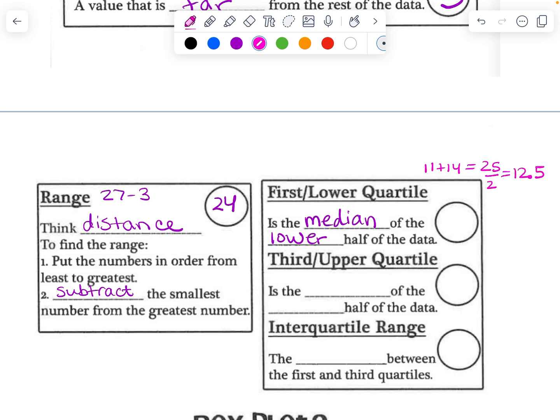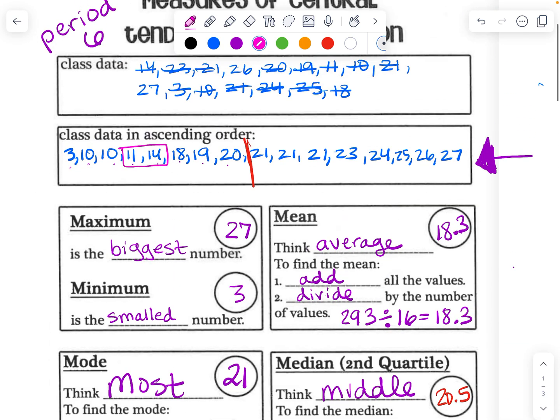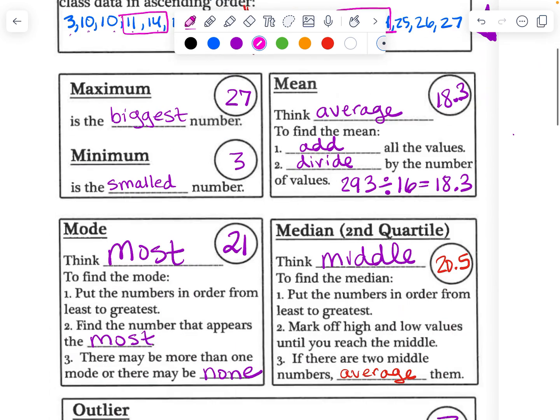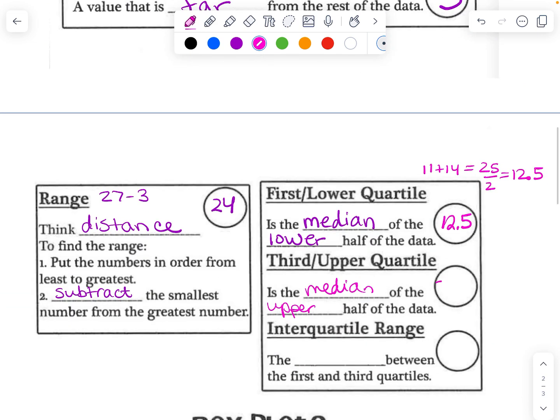The upper or third quartile is the median of, you guessed it, the upper half of the data. So we have 1, 2, 3, 4, so it's going to be right here. And of course, in between 23 and 24, or averaging them, will give us 23.5. And then the interquartile range is the difference between those 2 quartiles. So I'm going to do 23.5 minus 12.5 to get 11.